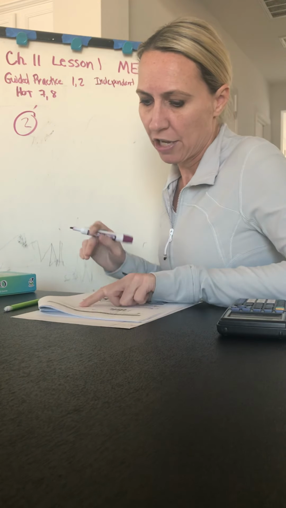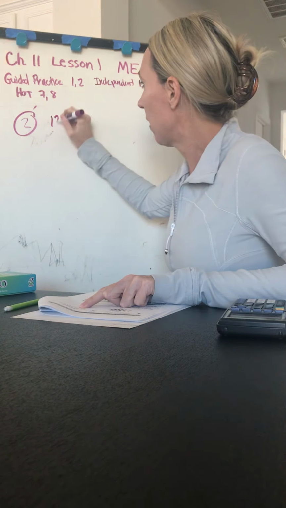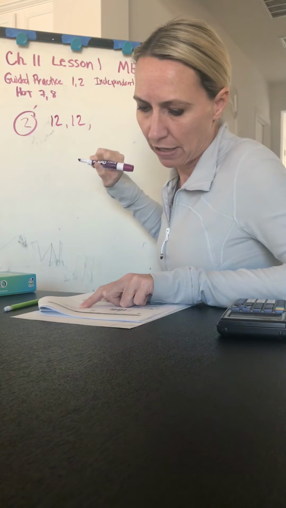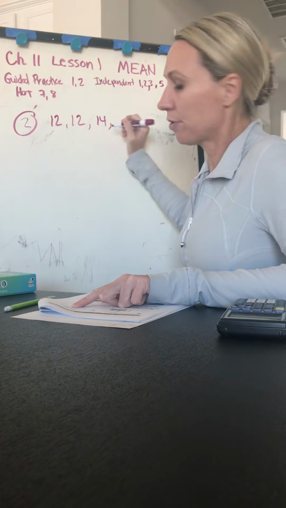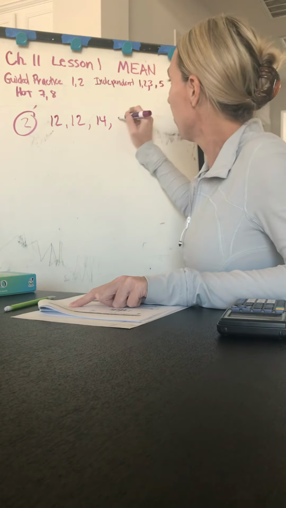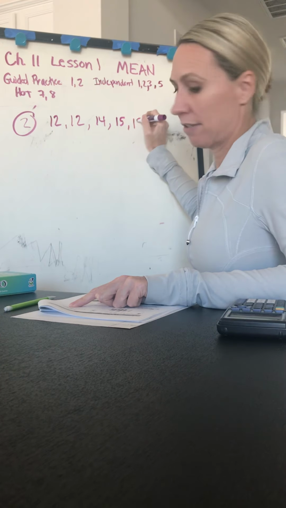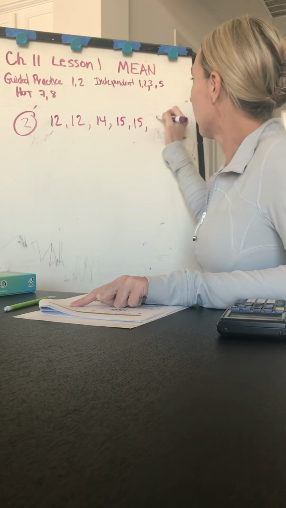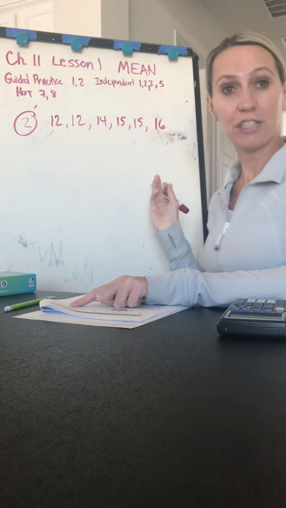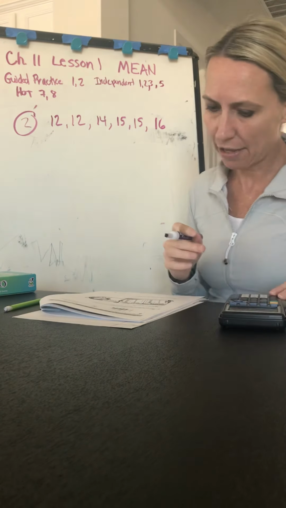So there's 2 dots on 12, which means there's 2 12s. There's 1 dot on 14, so there's 1 14. There's 2 dots on 15, and there's 1 dot on 16. So that's your data set. So you're going to add those up.